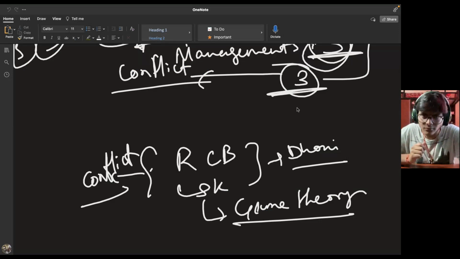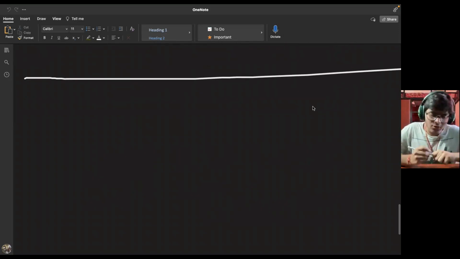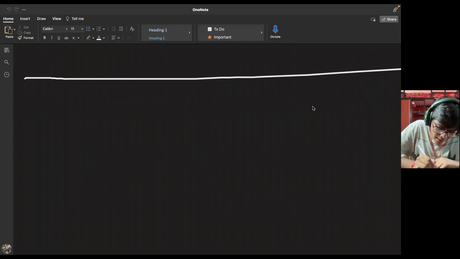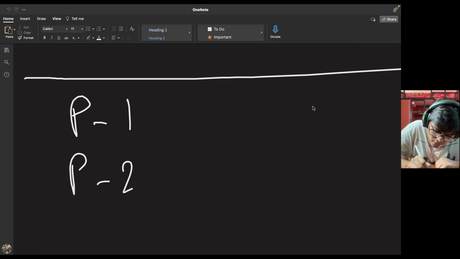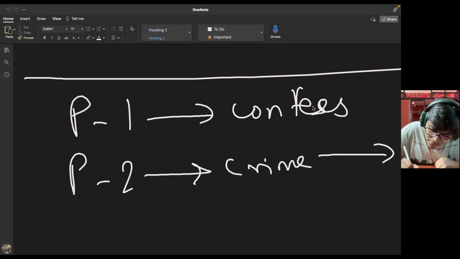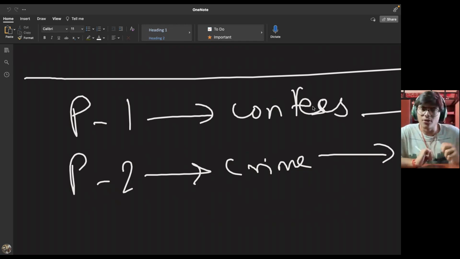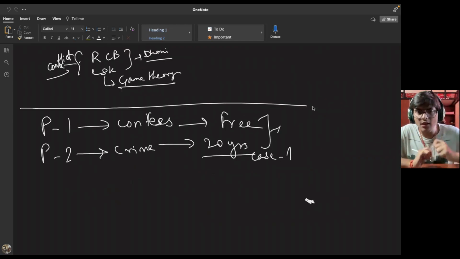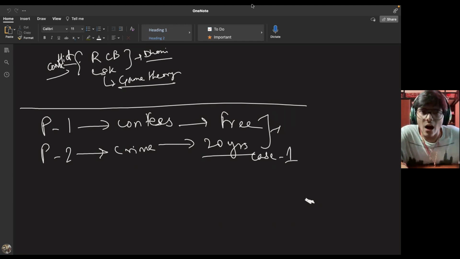So let's take prisoner 1, that is P1, and there's a P2. So what is it saying? If P1 confesses, what does P1 confess? P1 should confess that P2 has done the crime. Therefore, P2 will be sentenced to 20 years in jail and P1 will be free. Right? This is case 1. I hope you understood. This is what case 1 says.